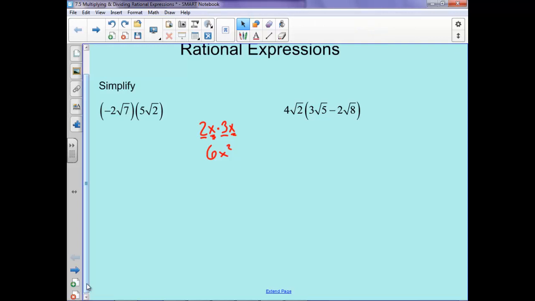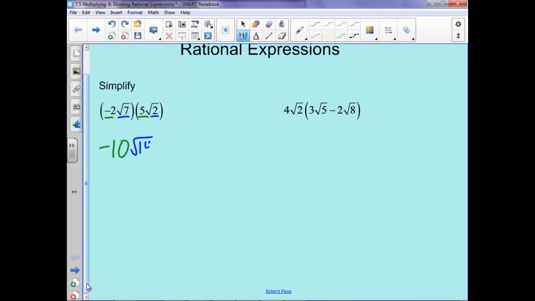Same idea. So what we're going to do is negative 2 times 5 is negative 10. And then we'll have root 7 times 2 is 14. 14, just to check, is 2 and 7. Can't break it down. We're done.